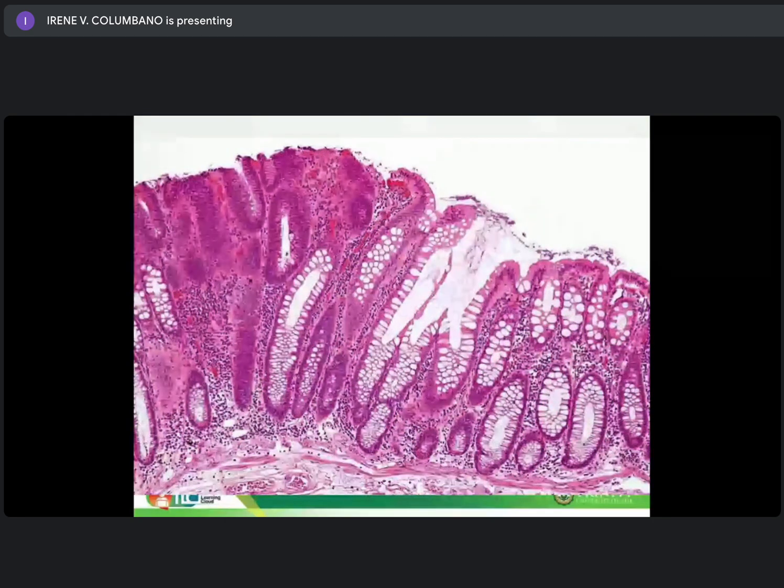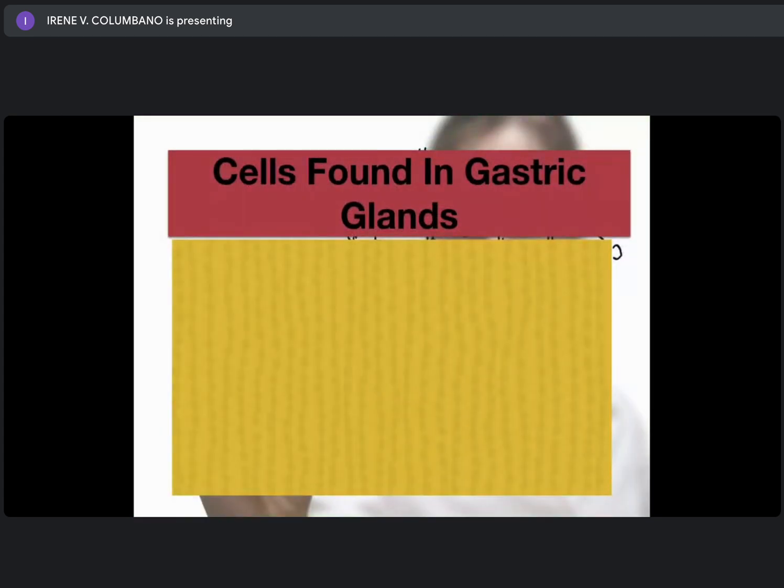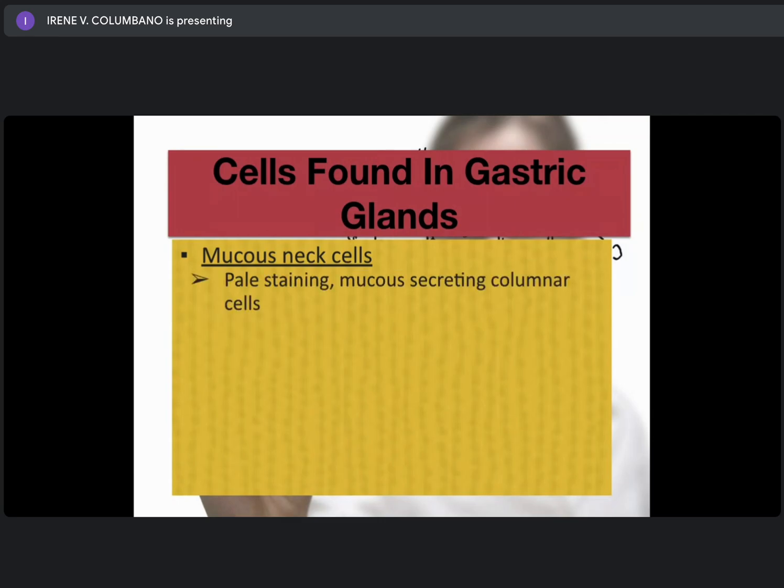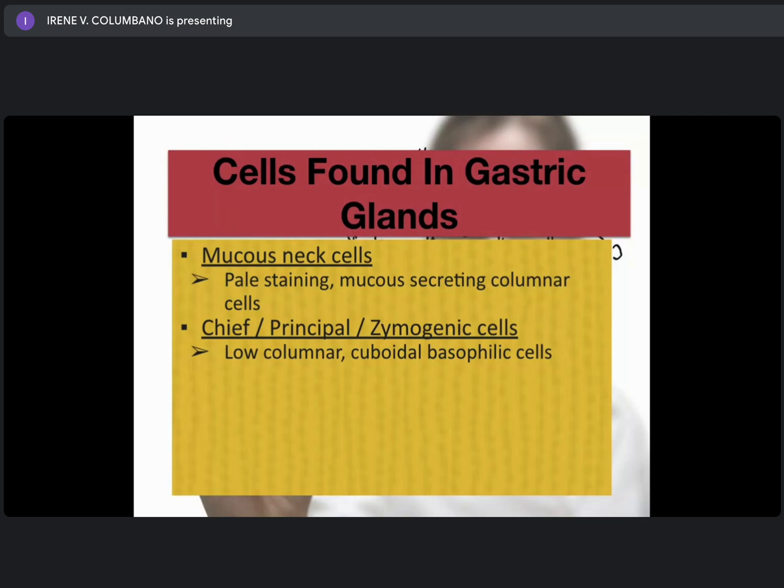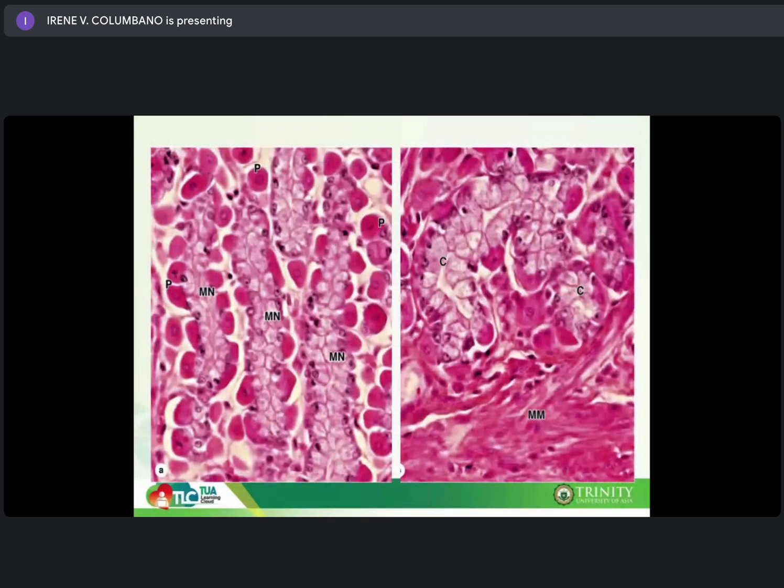So ito ang stomach natin, no? Cross section. So look at your simple columnar epithelium. Ayan, kitang-kita with goblet cells. Ano ba yung mga cells found in the gastric? Sa mucous neck, makikita natin yung mga mucus-secreting columnar cell. They are pale staining. Chief cell, principal cell or zymogenic cells, no, low columnar cuboidal basophilic cells. It secretes pepsinogen. So ito yung mga chief cells, yung area na yan. At look at this, ito yung pepsinogen.